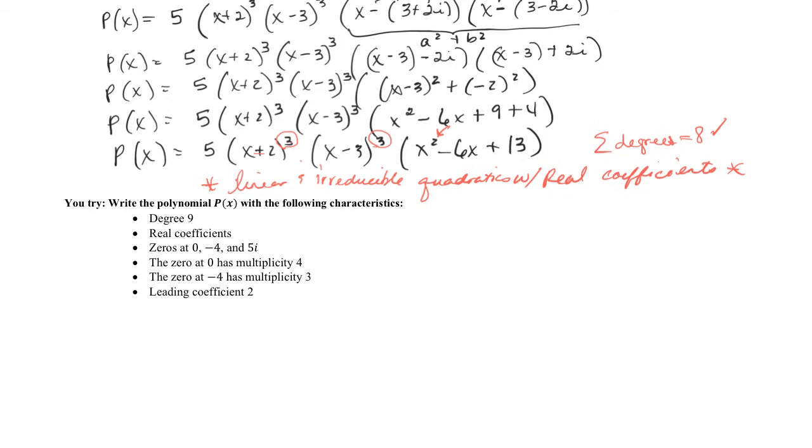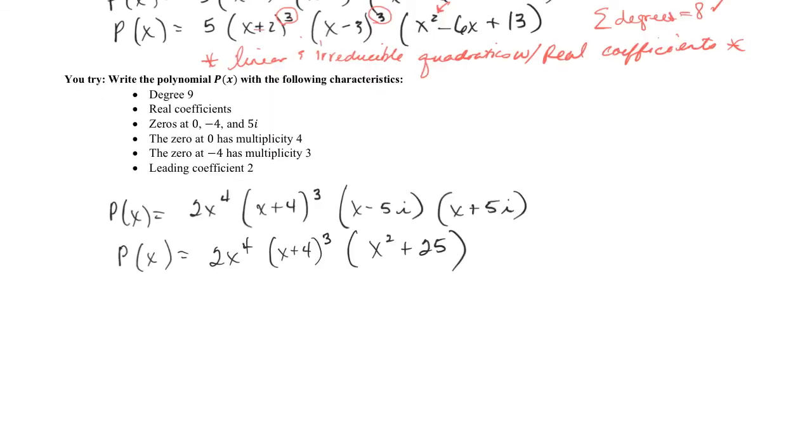Okay. All right, so for the next portion, you're going to write a polynomial p of x with the following characteristics. This time it's degree 9. Real coefficients again. The zeros are at 0, -4, and 5i. We're told the 0 at 0 has a multiplicity of 4, the 0 at -4 has a multiplicity of 3, and the leading coefficient is 2. So I want you to pause here, write this, come back and check your work.